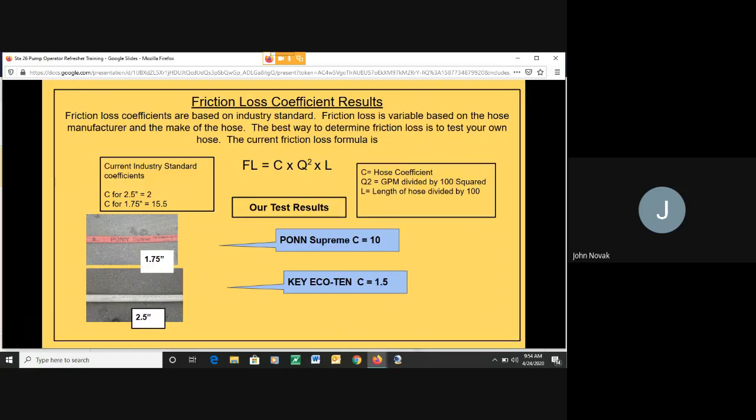All right, so here's our friction loss flow testing that we did. So again, our Pond Supreme, and let me put this pointer up here.